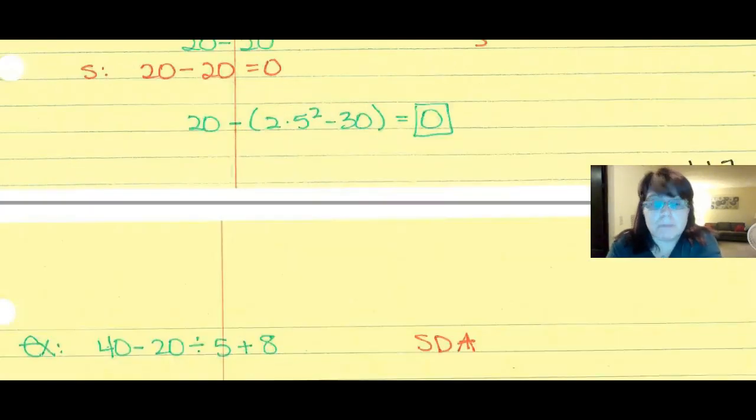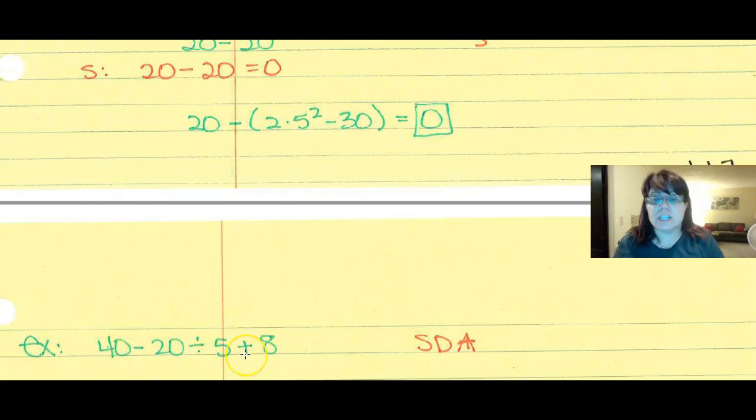All right, here's another problem. 40 minus 20 divided by 5 plus 8. So we have subtraction, division, and addition. What I would do is pause the video, try and do it yourself, and see if you come up with the same answer as I do.